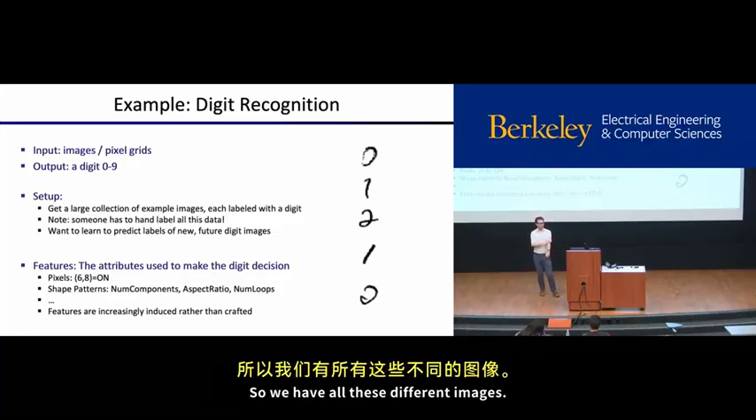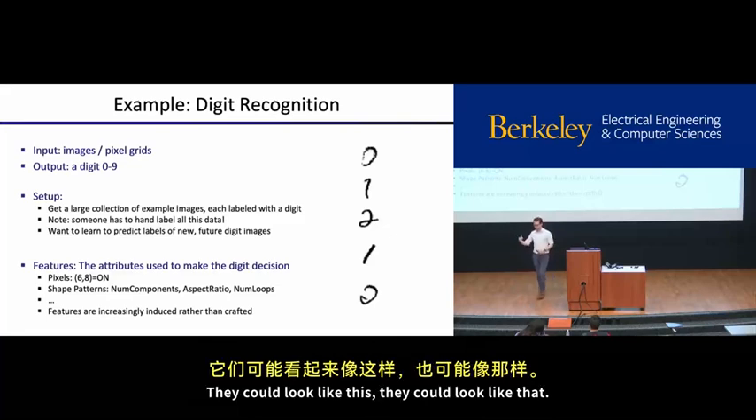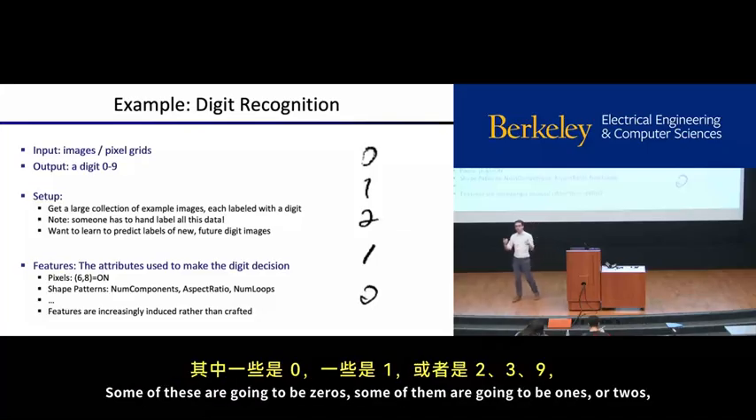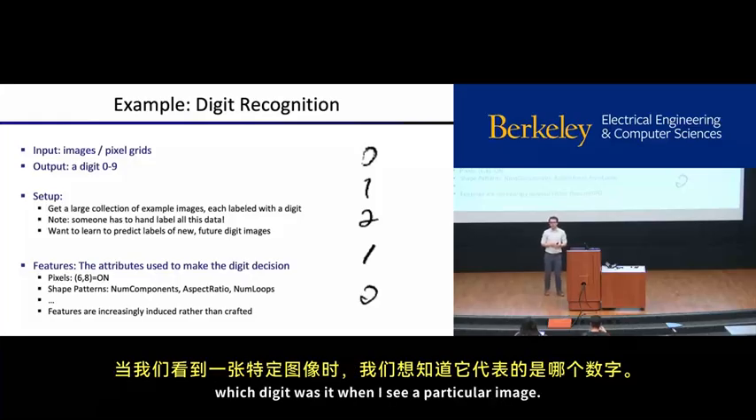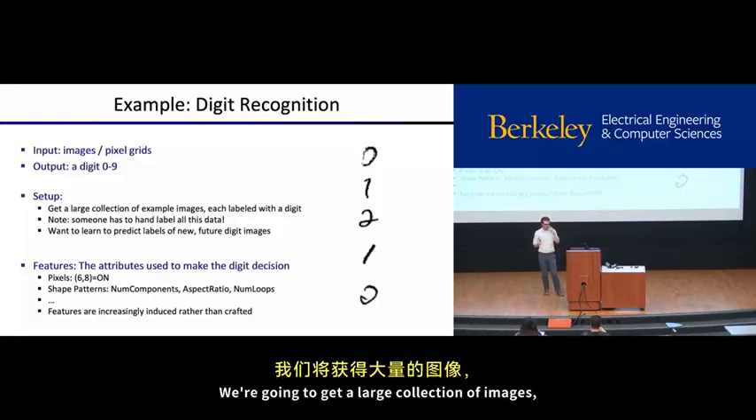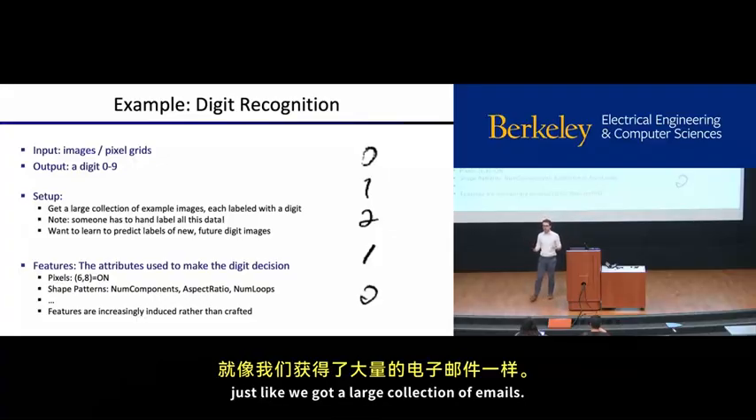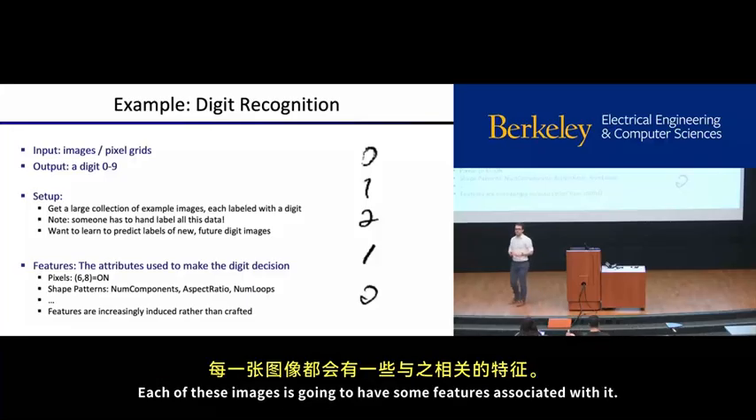So we have all these different images. They could look like this, they could look like that. Some of these are going to be zeros, some of them 1s or 2s or 3s or 9s. All of these are potential digits that we might need to predict. We want to say which digit it was when I see a particular image. So that's the setup. We're going to get a large collection of images, just like we got a large collection of emails. Each of these images is going to have some features associated with it.